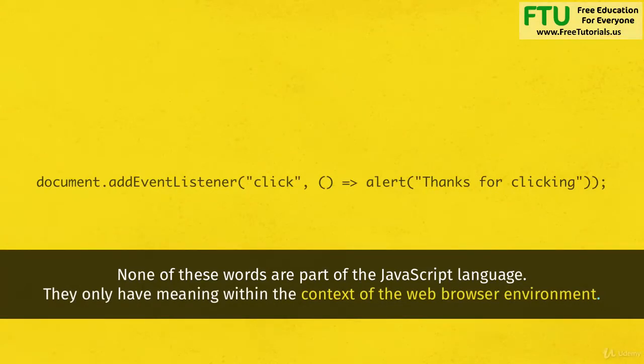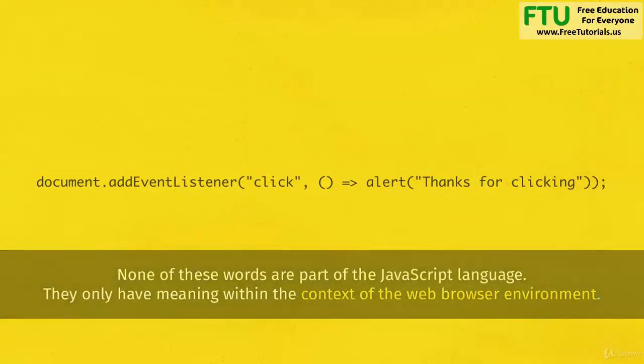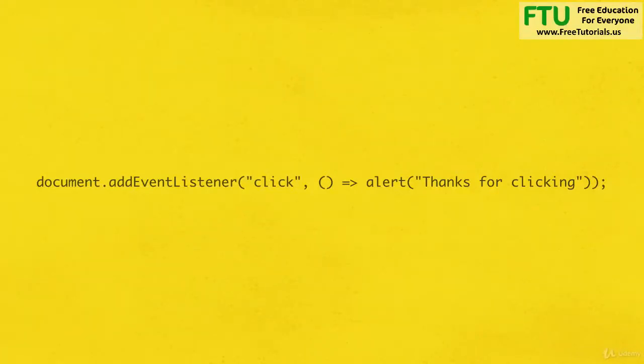These words only have meaning within the context of the web browser environment. If you used any of these words in a different JavaScript environment, it would be like using one of your made-up family words with a stranger. Okay, but the question becomes, if these words are not in the JavaScript language, then what makes this line of code JavaScript? Well, it's the periods, the parentheses, the quotes, the commas, and the other symbols.